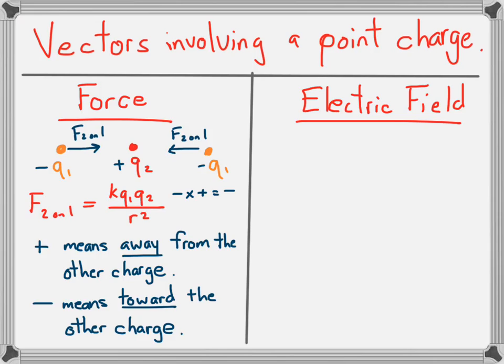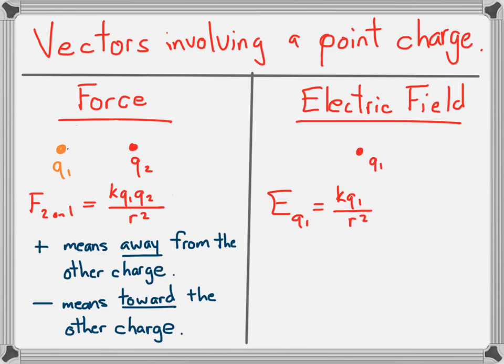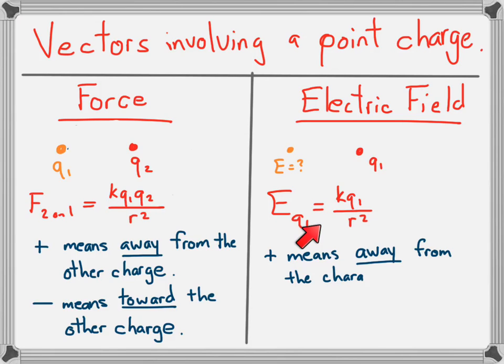Okay, let's talk about what signs mean in terms of electric field and its direction. So when you have electric field, you only have one charge, and that charge is producing an electric field, and that electric field can be positive or negative. So let's say that we want to figure out what the electric field is at this point right here.